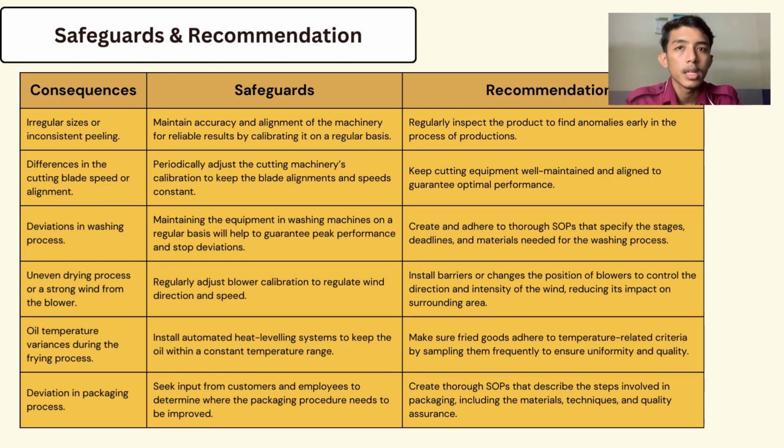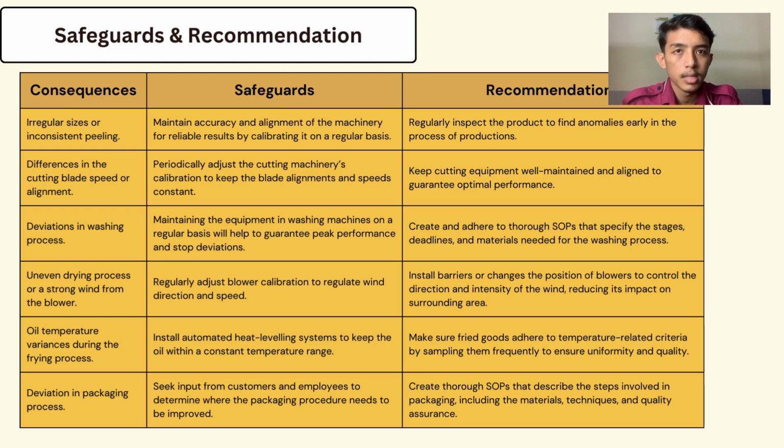For the next deviation, which is oil temperature variance during the frying process, the safeguard is to install automated heat leveling systems to keep the oil within a constant temperature range. And for the recommendation, make sure fried goods adhere to temperature related criteria by sampling them frequently to ensure uniformity and quality. And lastly, the deviation in packaging process.